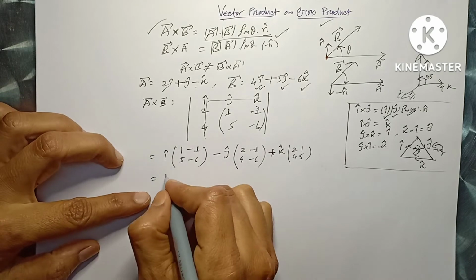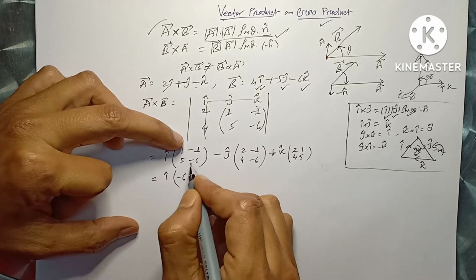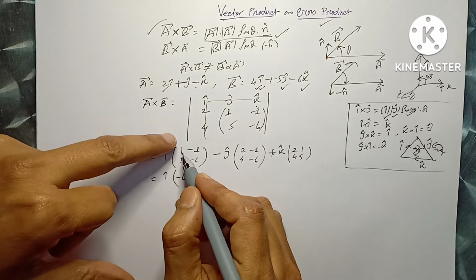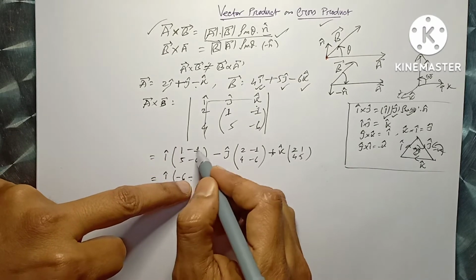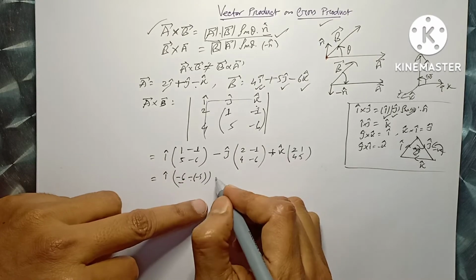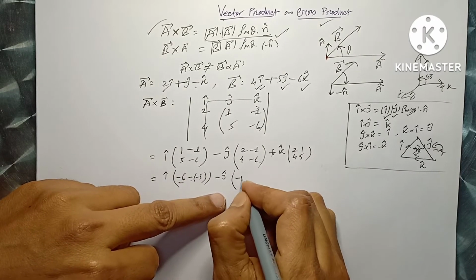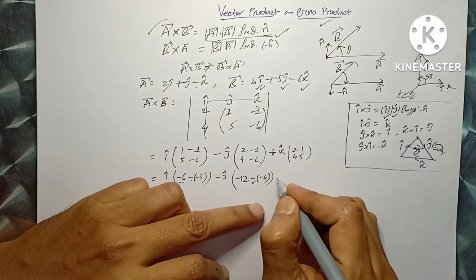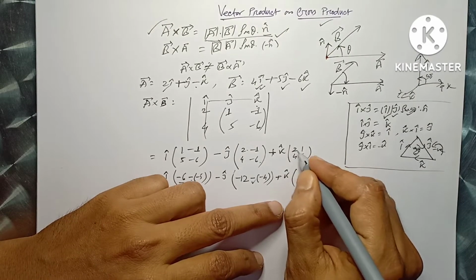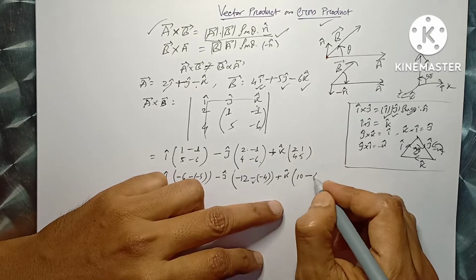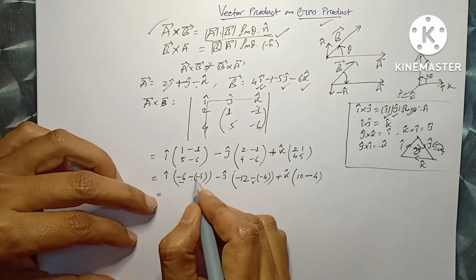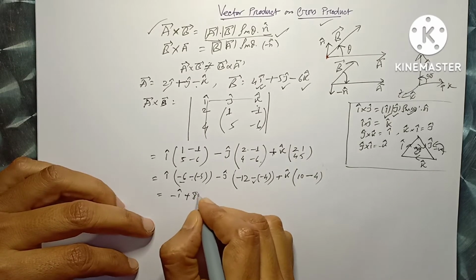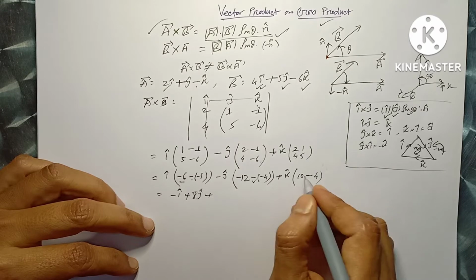Now multiplying this, we get 1 into minus 6, and minus 1 into 5. Then minus j cap, this will be minus 12 minus 4. This minus will always come, plus k cap, then this will be 5 into 2 is 10, minus 4 into 1 is 4. From this we get minus 11 i cap, and this will be plus 16 j cap, and 10 minus 4 is 6 k cap.